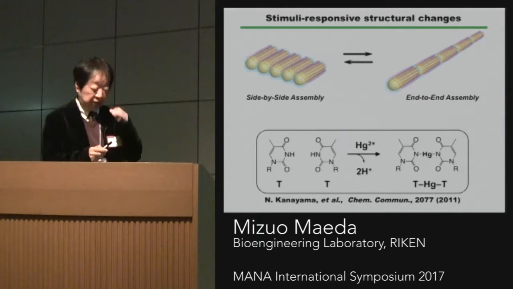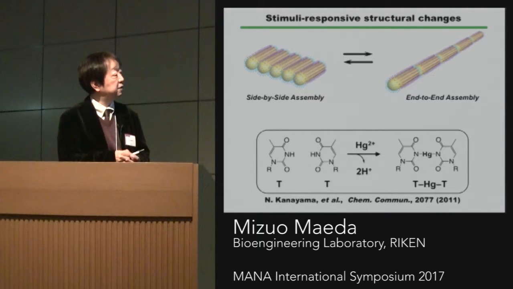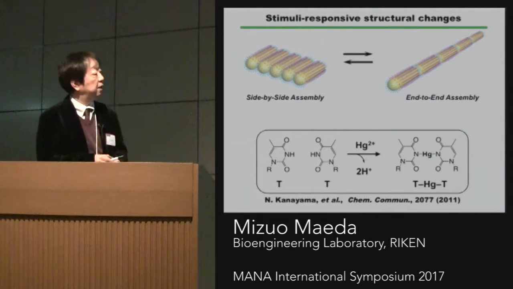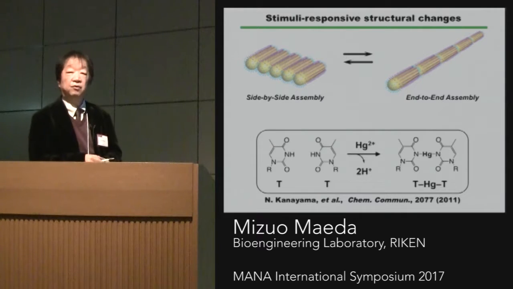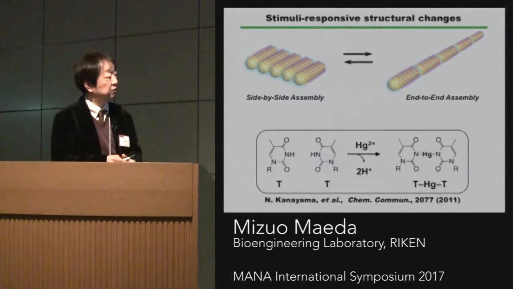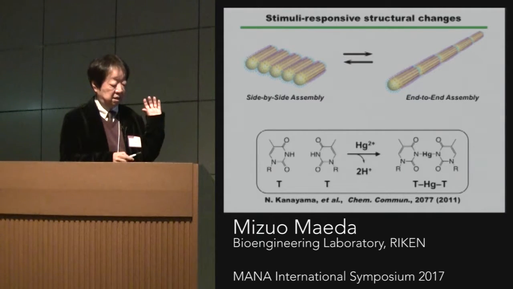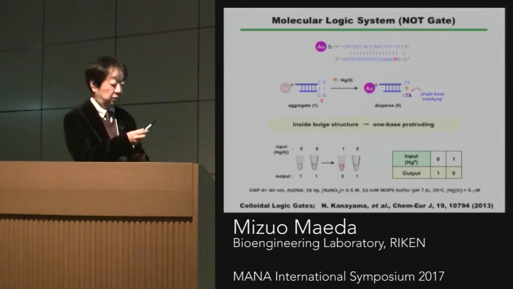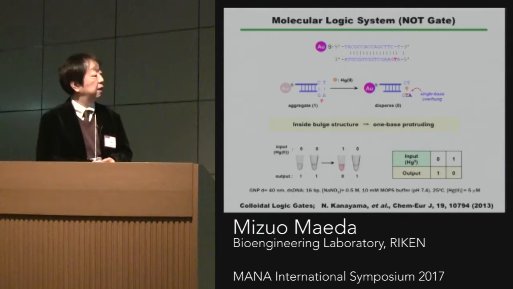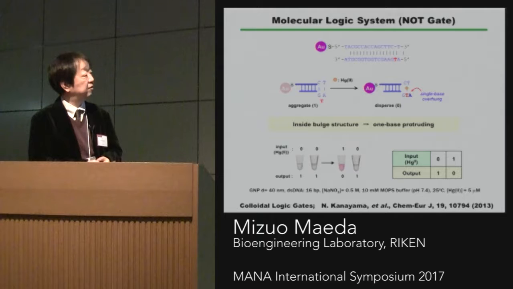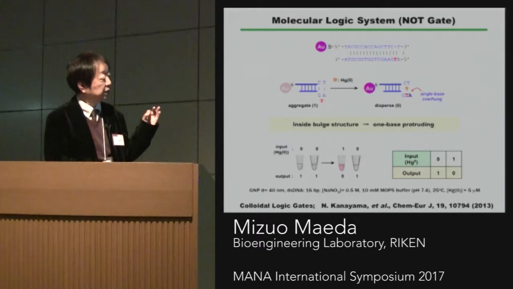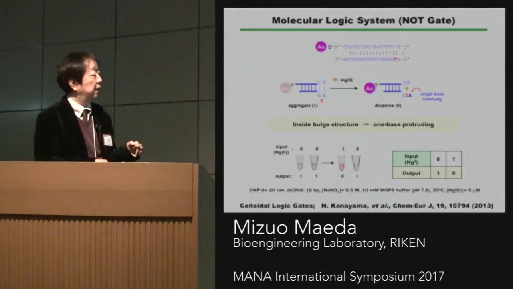But it is not enough. You have to make the side-by-side assembly non-effective. This is the on switch, for example, but you also need an off switch. You have to change the sticky interaction to a non-sticky one. For this purpose, we used a NOT gate. With this structure, aggregated nanoparticles can be changed to dispersed ones.